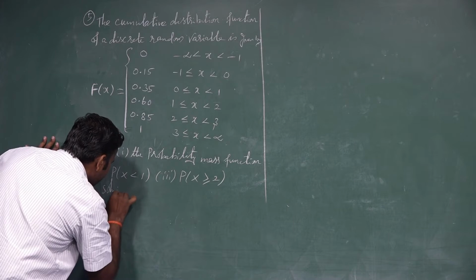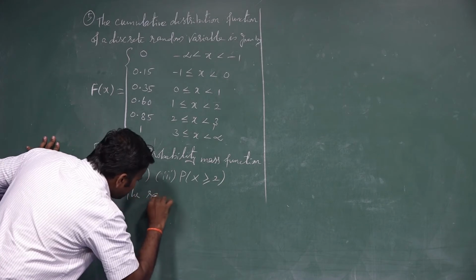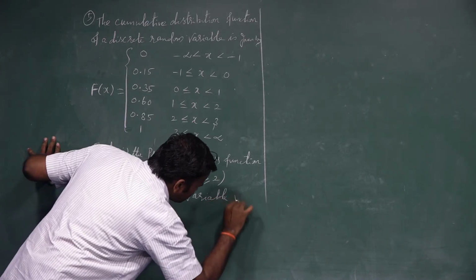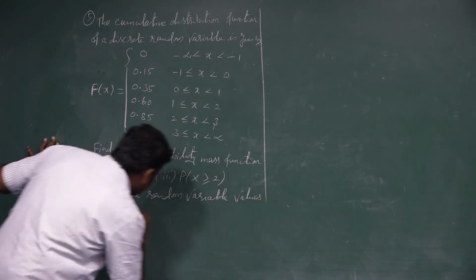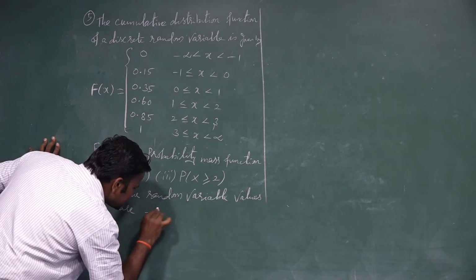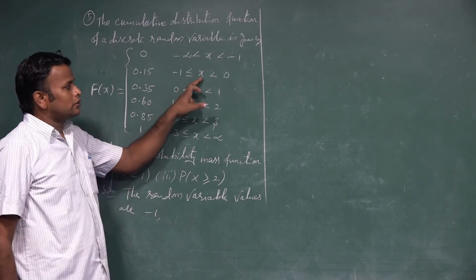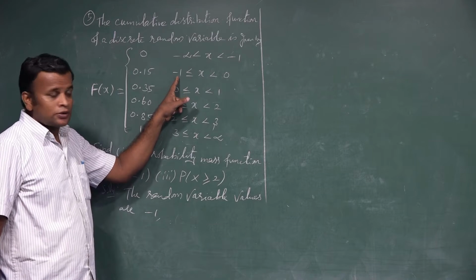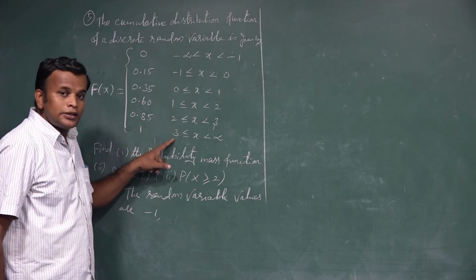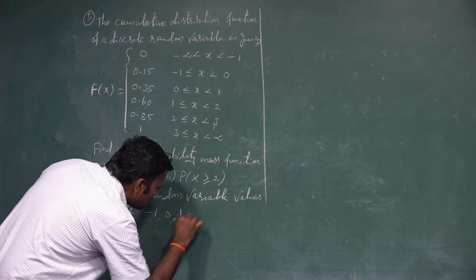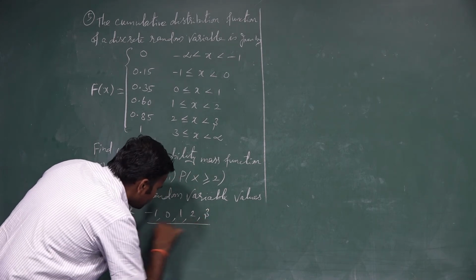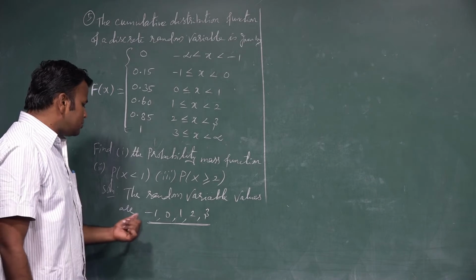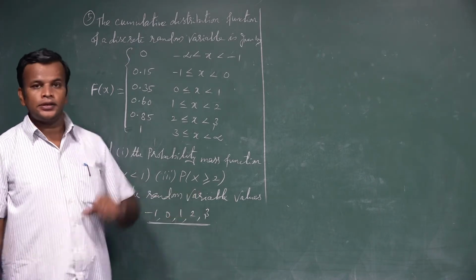Solution. The random variable values are important. The random variable values start from minus 1. Minus 1 less than or equal to x. So x's least value is minus 1, up to 0, 1, 2 and 3. Important to find the values of the random variable. So the random variable values are minus 1, 0, 1, 2 and 3.